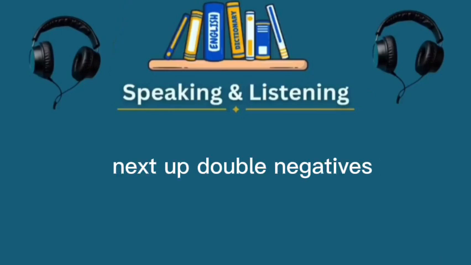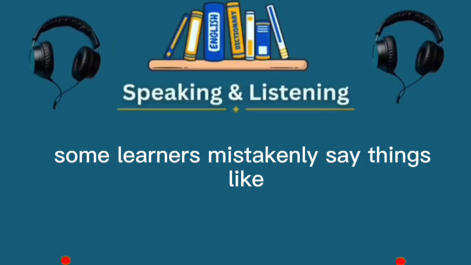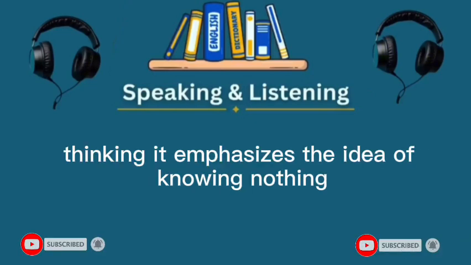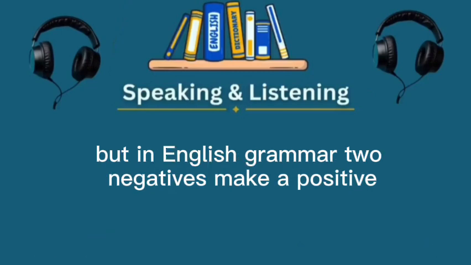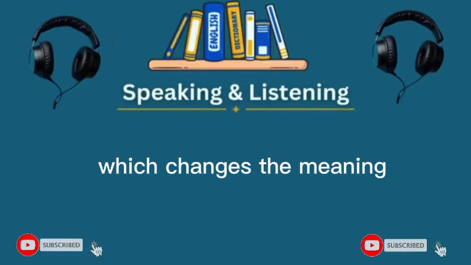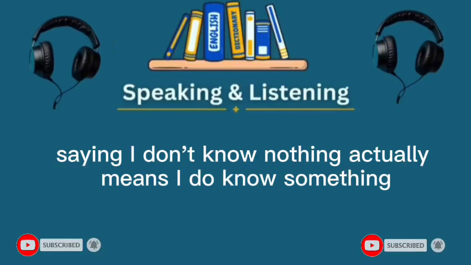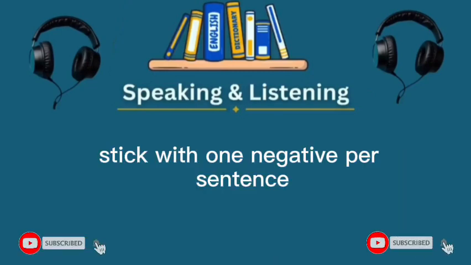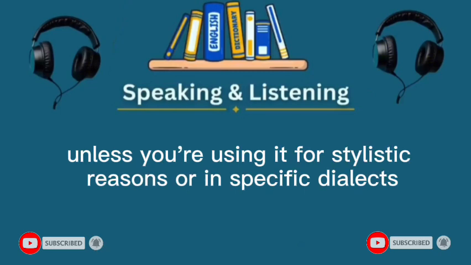Next up, double negatives. Some learners mistakenly say things like, "I don't know nothing," thinking it emphasizes the idea of knowing nothing. But in English grammar, two negatives make a positive, which changes the meaning. Saying, "I don't know nothing" actually means I do know something. The correct form is, "I don't know anything." Stick with one negative per sentence unless you're using it for stylistic reasons or in specific dialects.